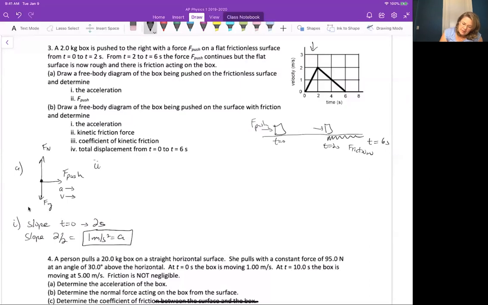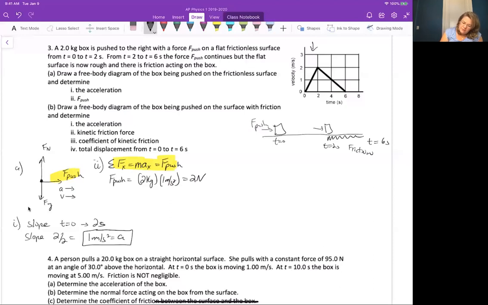Double I. Force of the push. Well, sum the forces in the x direction, which is equal to mass times acceleration in the x direction, which is equal to force of the push. I'm using this free body diagram right here. That's the only thing going on here. So force of the push is equal to the mass, which is 2 kilograms, they told me, times acceleration, which is 1 meter per second squared, which we determined off of the graph, will give me 2 newtons.